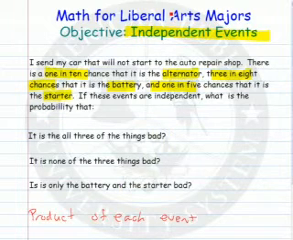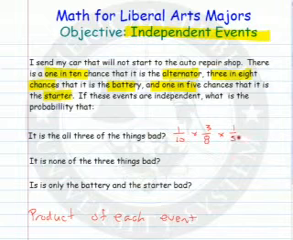So, of all three being bad, 1 in 10 chance for the alternator times 3 in 8 chances for the battery times 1 in 5 chances for the starter. They are independent events. Let's do their product. So that would be 3 over 400. That's the likelihood that all three things are bad.